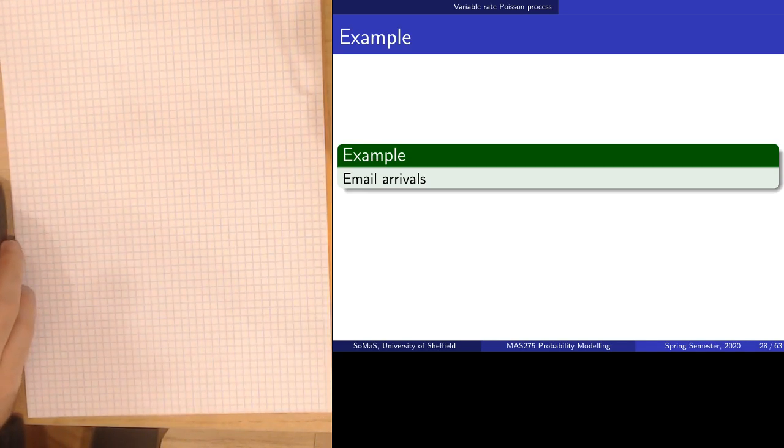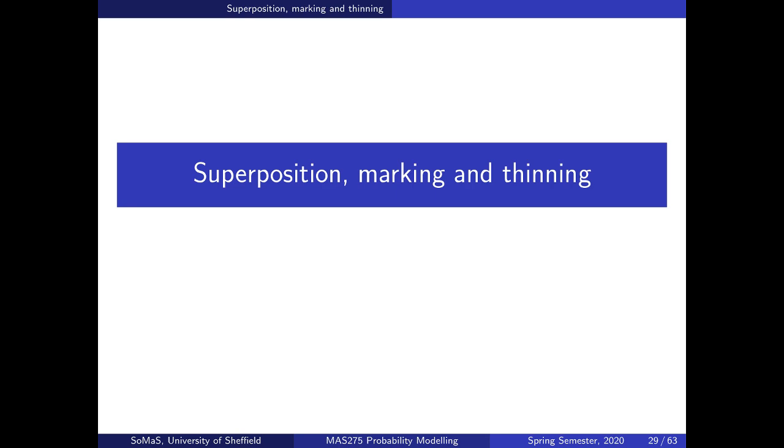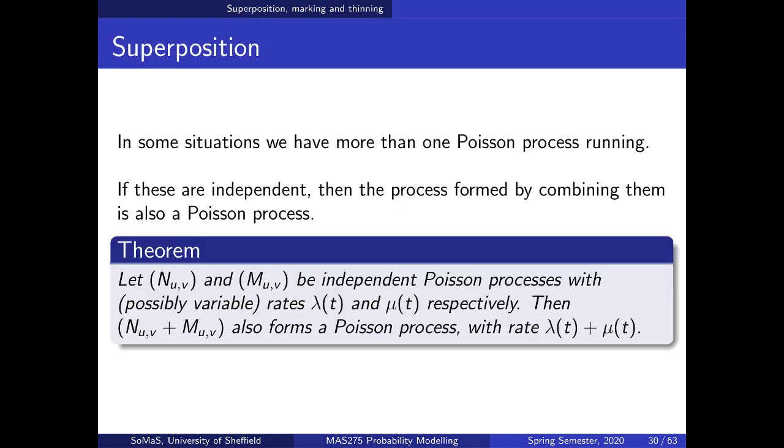Okay, let's go back to our slides. So we define the variable rate Poisson process. Now let's look at other things we can do with those. And so we have a section with 3 things: superposition, marking, and thinning. Let's start with probably the easiest, superposition. So sometimes there's going to be more than one Poisson process running. You're at a bank and there's 2 queues, and we may be interested in them separately or together.